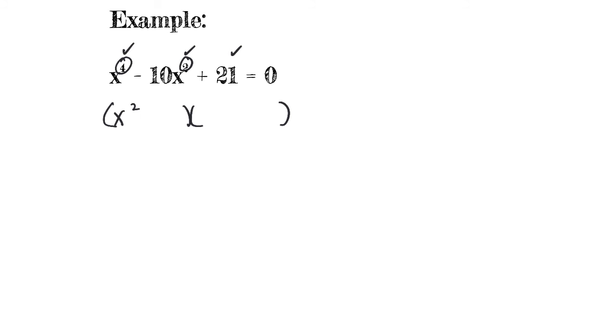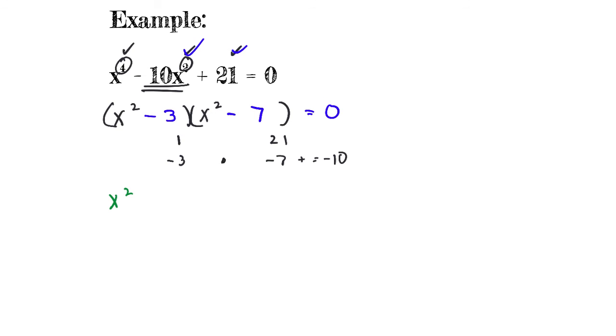I just go x squared and x squared. I have to get 21. So it's 1 times 21 or 3 times 7. They have to add up to negative 10. So if they're both negative, they add up to negative 10 and they multiply to positive 21. So now I know it's got to be a negative 3 and a negative 7. And then I can drop down and I just set each factor equal to 0.